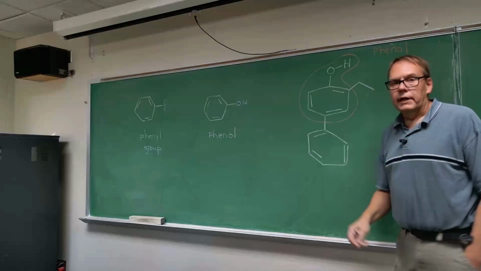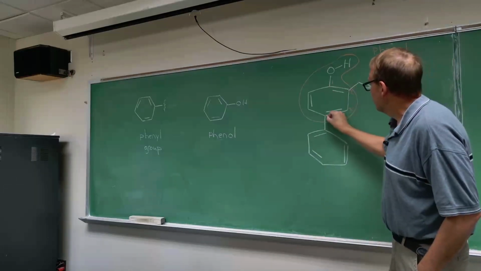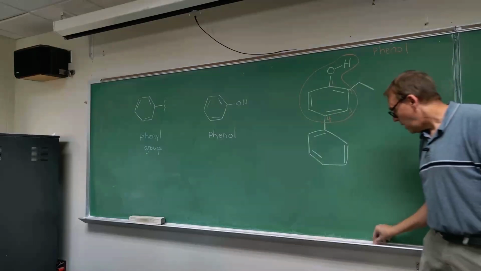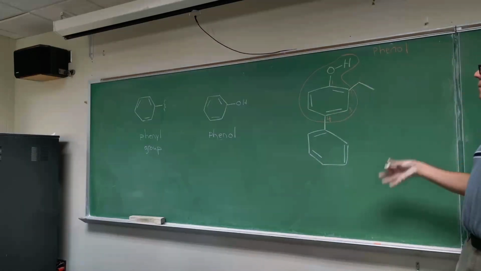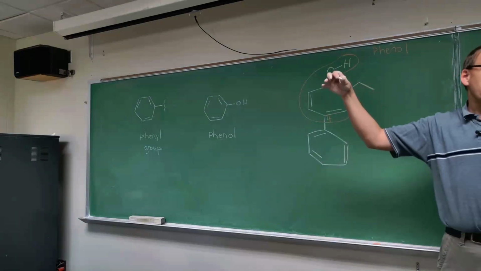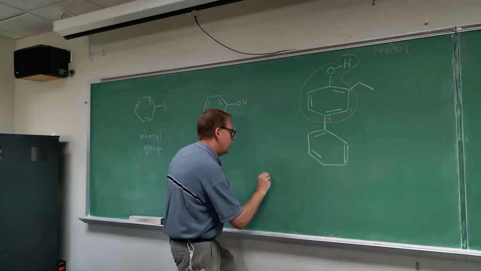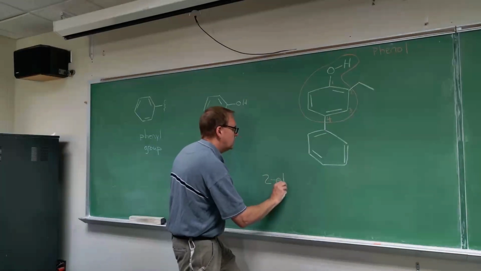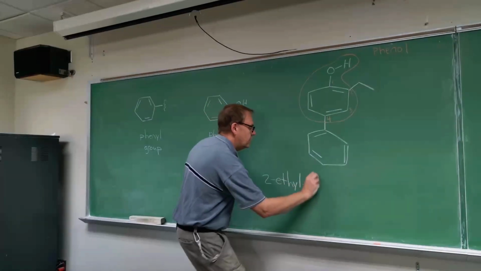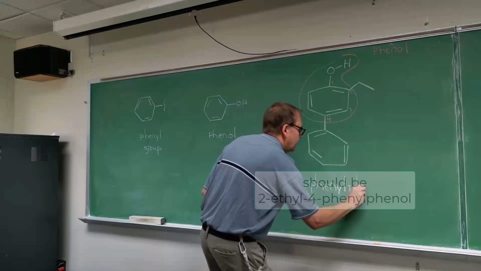And it's got groups on it, and that's the number 1 position. And then there's 2 and 3 and 4, and I'm numbering it that way so that I can give the lowest numbers to the groups. So then you put them out in front of the parent name phenol, these groups, with their numbers in alphabetical order. And so E for ethyl comes before P for phenyl. So you get 2-ethyl-4-phenylphenol.